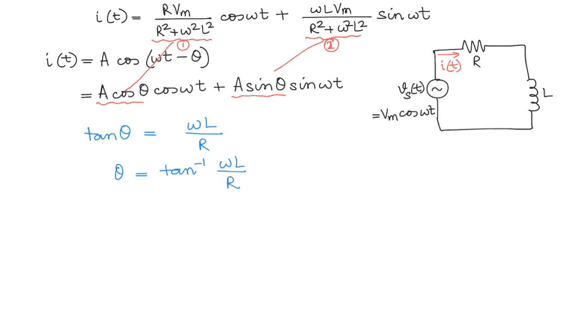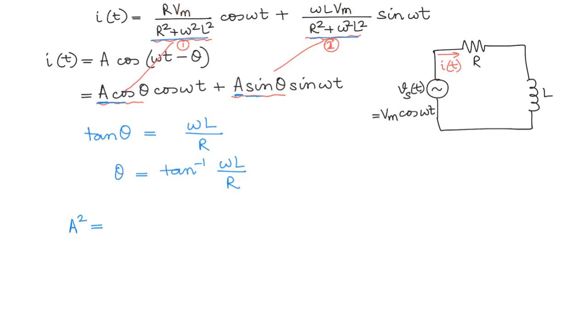Okay. And similarly, if you want to calculate A, one of the ways of doing that would be to square this term and square this term and add them. So if you square this and square this, what do you get? A square cos square theta, A square sin square theta. Add them both, so you get A square, and then you can take a square root of that, right? So A square is going to be equal to this quantity square plus this quantity square.